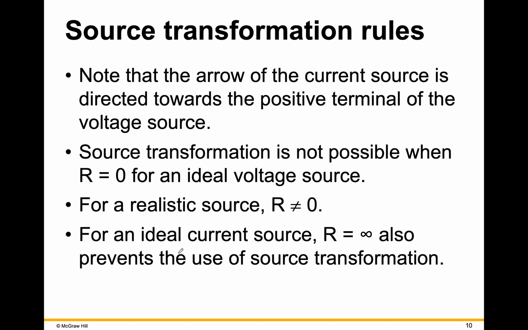Here are some source transformation rules that we've already been over, namely talking about the direction of the current source. As you do the transformation, it would be directed toward the positive terminal, or in the same direction as the positive terminal of the voltage source. This stuff here is pretty obvious. Obviously, if we don't have a resistor present, we can't do a source transformation either direction. All right.